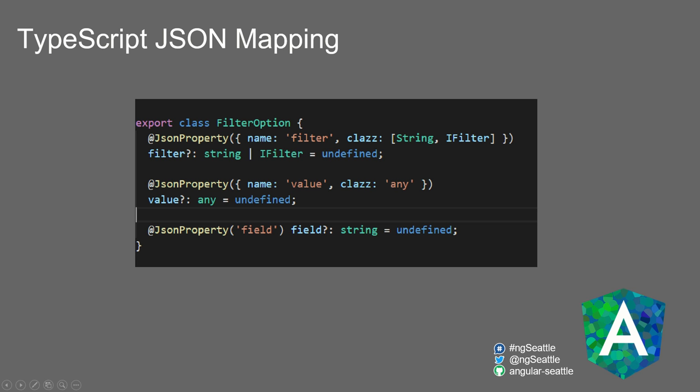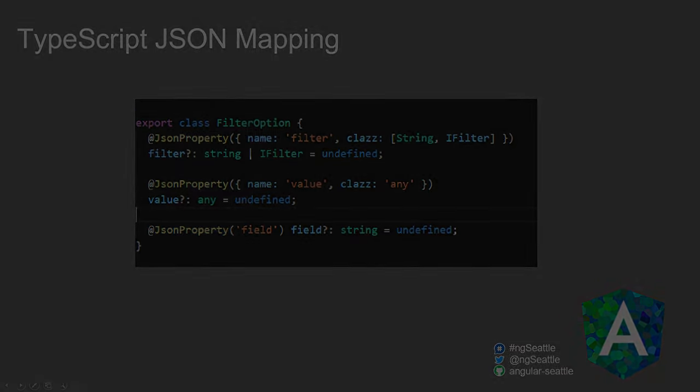So my filter can be a string. In our case, it's the ID of the function that we save in the JSON. Or you can even provide the iFilter if you don't save as JSON and you're just saving this in your code. So you can just provide the filter interface directly. This is the field example. It's a string type, so there is no need for complex stuff in here.